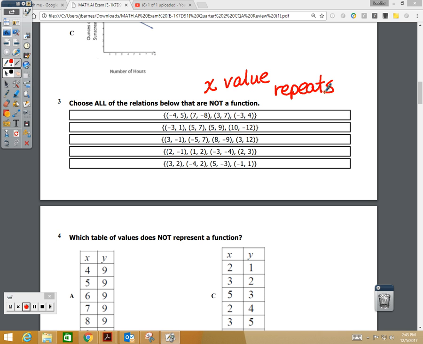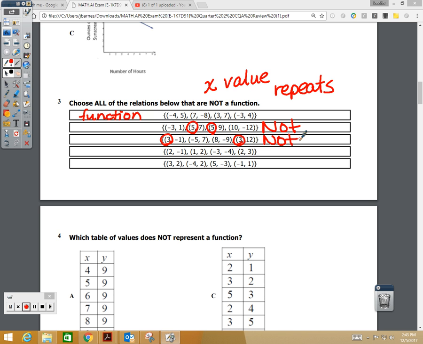That is a function, because none of the x's repeat. So it's a function. The second one, -3, 5, 5, 10. This is not a function because you have 2 5s, 2 x's that repeat. The next one, 3, -5, 8, 3. Oh, a 3 and a 3, not a function.